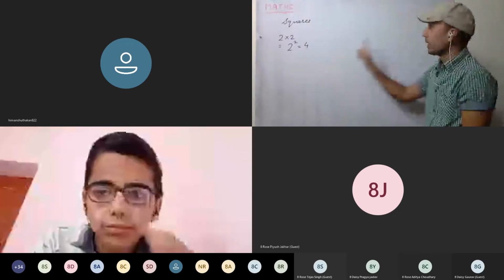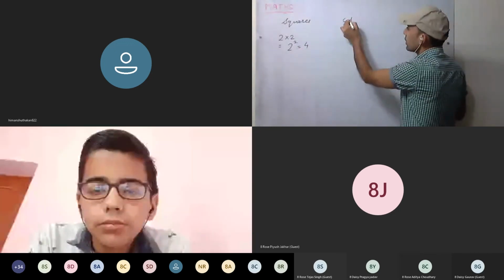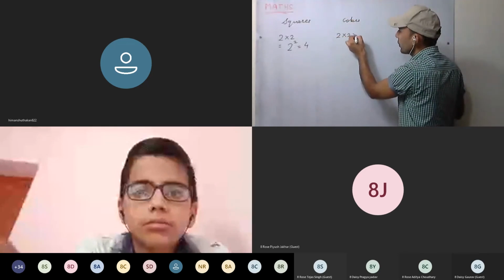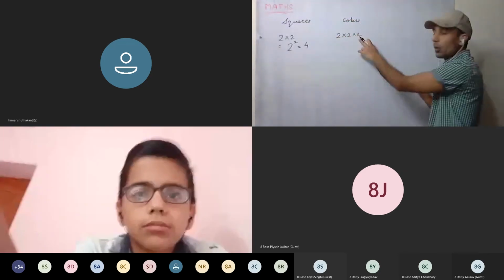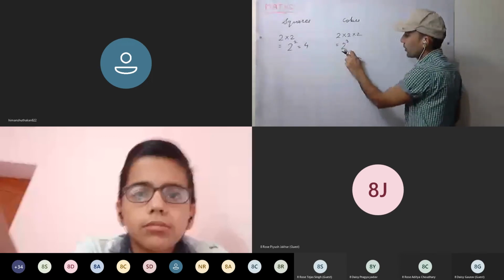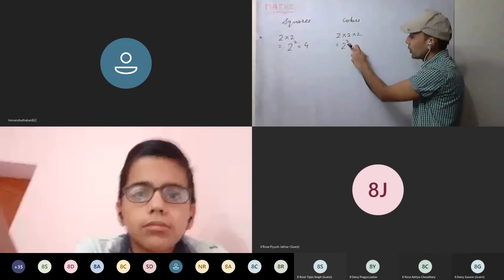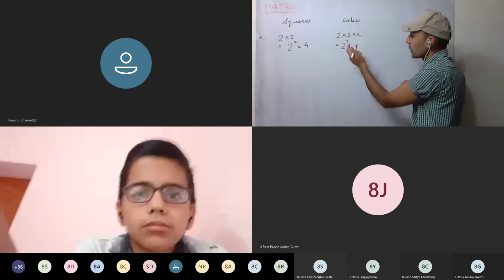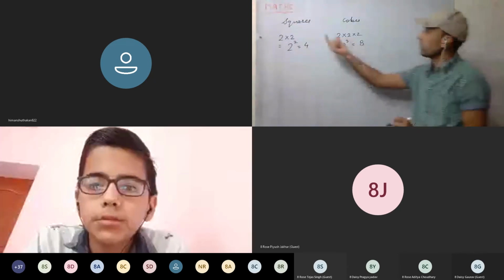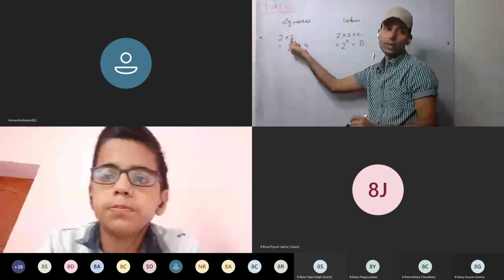This is clear? Now cube. Here the number will be multiplied by itself twice. So the number is appearing how many times? 3 times. That means 2 raised to power 3, or we can say 2 cube, cube of 2. It will be how much? 8. This is clear?